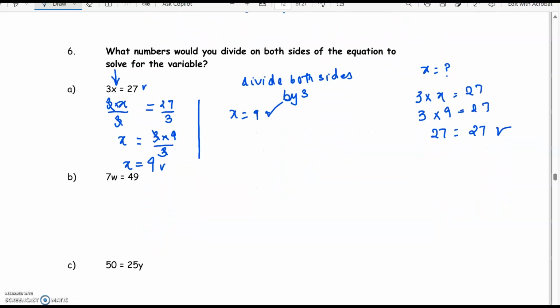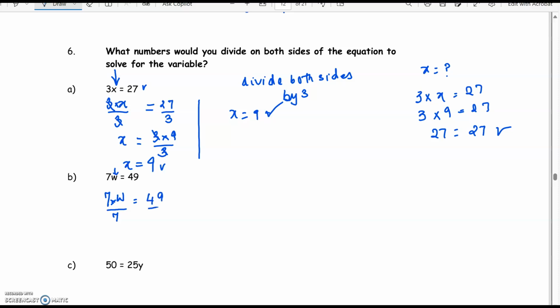7w equals 49. Notice that w is the unknown number that we're trying to figure out or calculate. Now, in order to calculate w, we have to get w by itself, which means we have to get rid of the 7 that's multiplied to w. If a number is multiplied to the unknown, the only way we can get rid of it is by dividing by the exact same number, so we can cancel it.